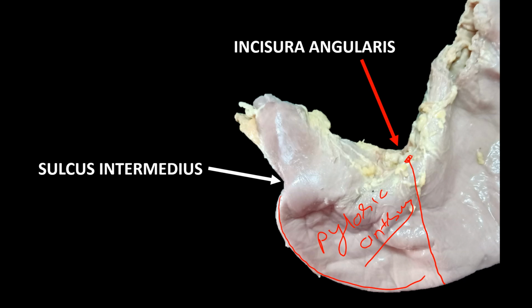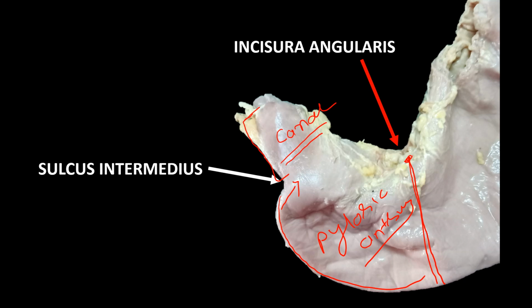Here we can see a sulcus. This sulcus is known as sulcus intermedius. So pyloric antrum is an area between this imaginary vertical line and sulcus intermedius. The part of the pylorus distal to this sulcus intermedius is known as pyloric canal.